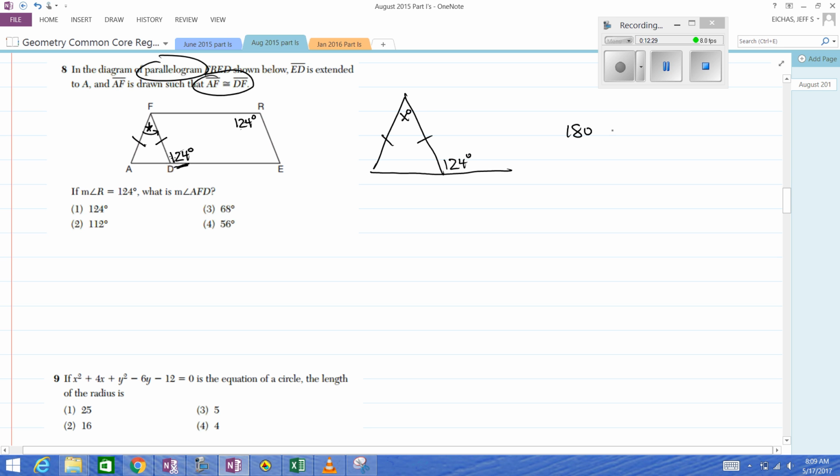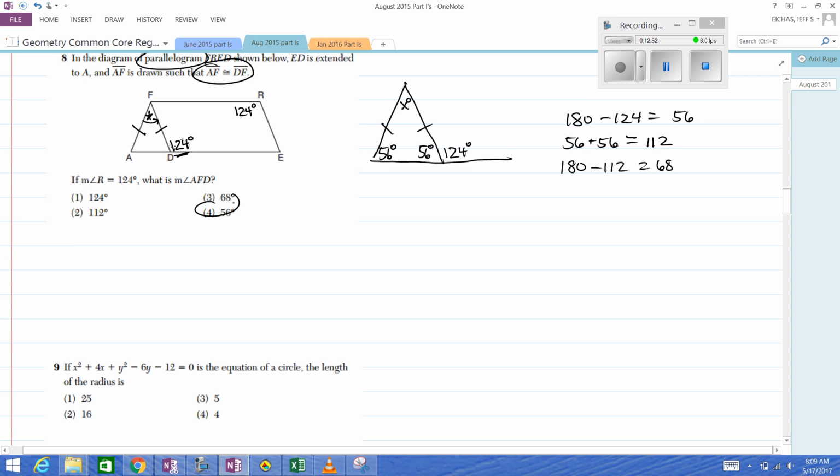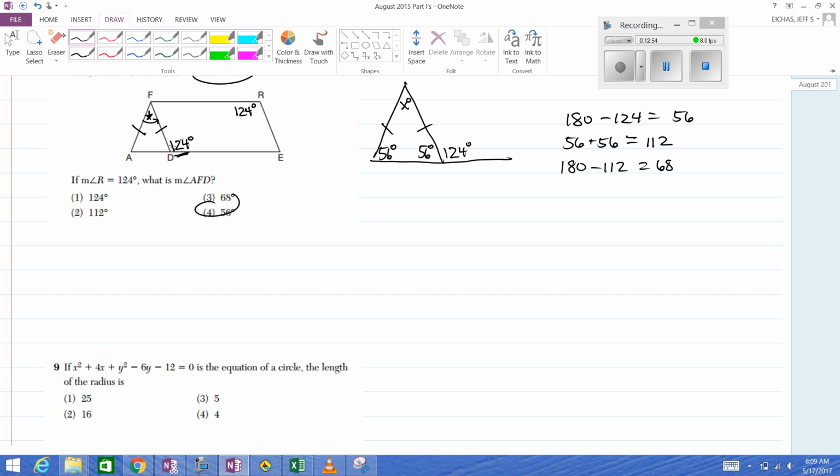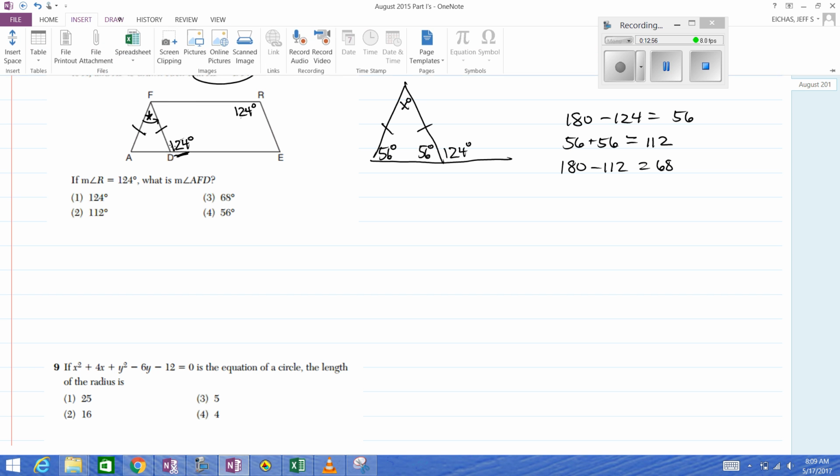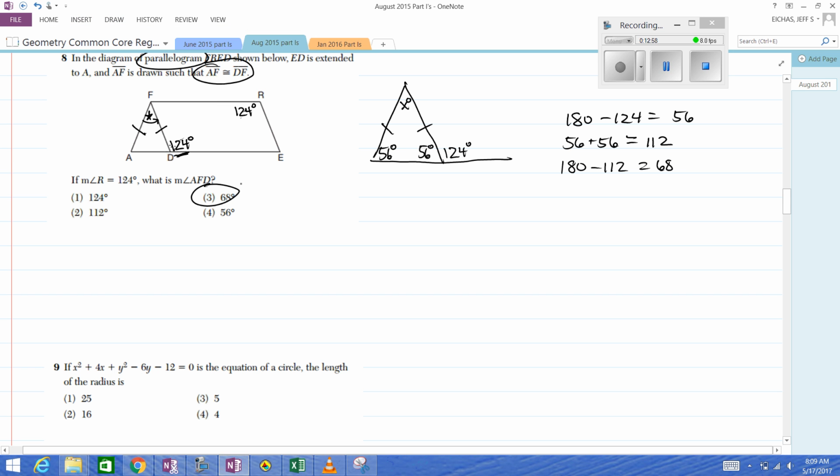I would probably start out with 180 minus 124 to get 56. Base angles theorem of an isosceles triangle: those angles opposite the congruent sides have to be the same. There's another way to do this problem, but this seems efficient for me. And we get 68 degrees there. We want choice 3. All right, moving on.